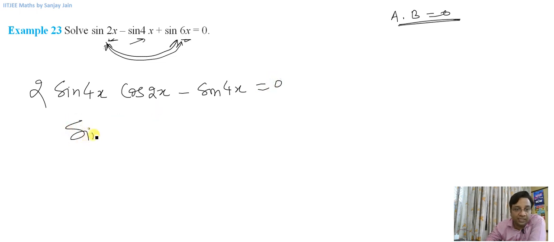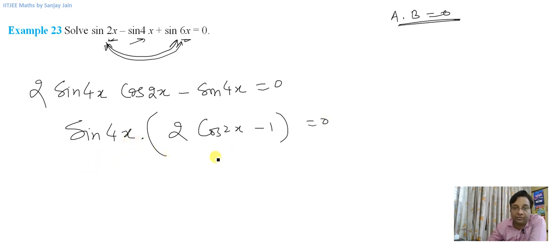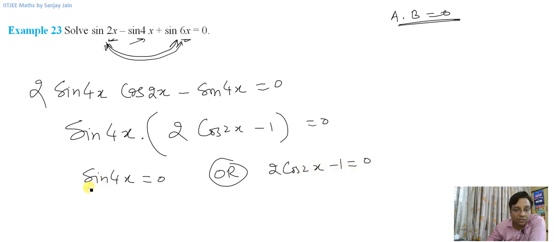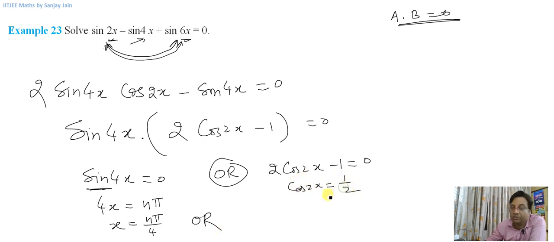So if you see, I can take sine 4x common, and inside I'll have 2 cos 2x minus 1, and it is equal to 0. So this is a into b type of form, right? So either sine 4x equal to 0 or 2 cos 2x minus 1 is equal to 0. So sine 4x equal to 0 means 4x equal to n pi, where n is an integer, so x equal to n pi upon 4, or cos 2x equal to 1 by 2, right?